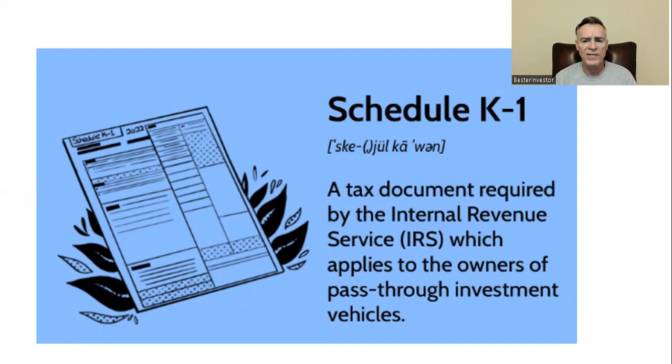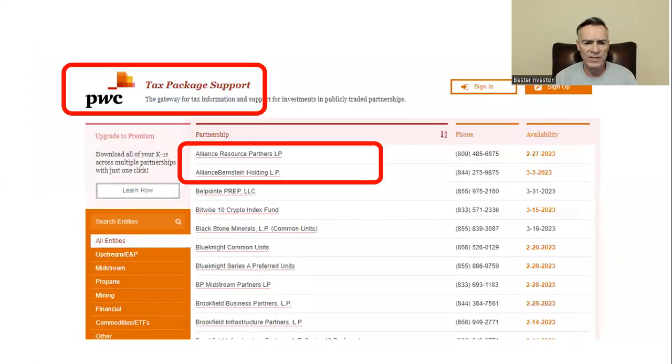So the Schedule K-1 is a tax document required by the Internal Revenue Service in the United States, which applies to owners of pass-through investment vehicles. What is a pass-through investment vehicle? That would be something like a limited liability company or limited partnership, which means you're a partner of the firm and not necessarily an employee or other investor.